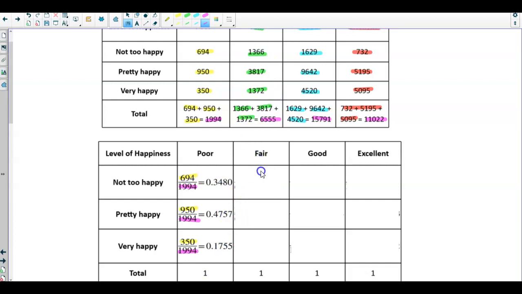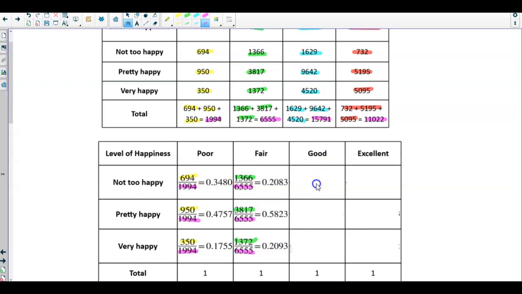Now we look at the column for fair. The value for not too happy is 1366, and we divide it by the column total of 6555 to give us 0.2083. Next, the row for pretty happy is 3,817, and dividing by the column total of 6,555 gives us 0.5823. The last one, for very happy, is 1,372, and dividing by 6,555 gives us 0.2093.